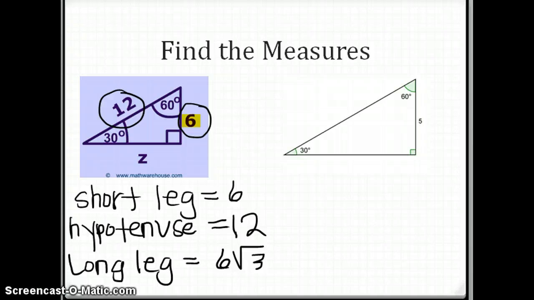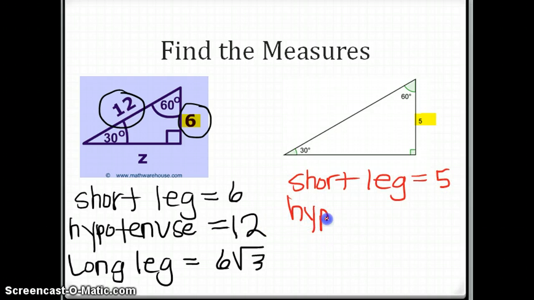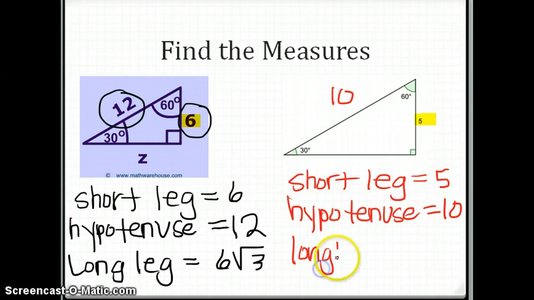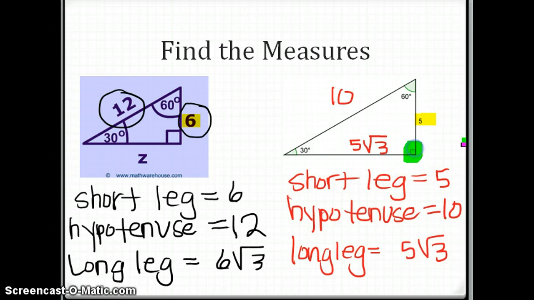All right, let's look at the far right one. And I know my short leg is 5, so let's write this down. From there, I just need to double my hypotenuse. So 5 times 2 gives me 10. So this will be 10. And then my long leg, the relationship is my short leg times radical 3. So my short leg is 5, and then times radical 3. So my long leg is 5 radical 3. And you can tell that that's my long leg and my short leg because they form that 90-degree angle. My hypotenuse is always going to be opposite that 90-degree angle.